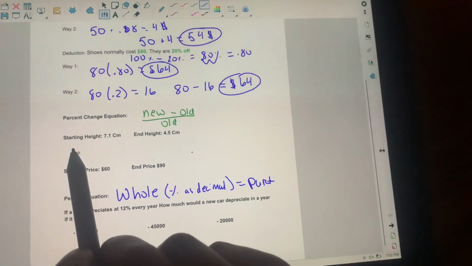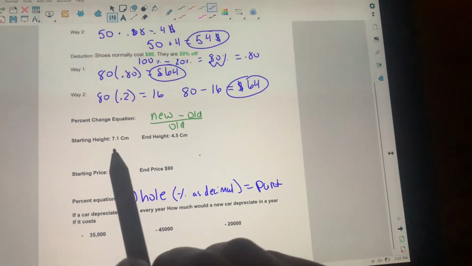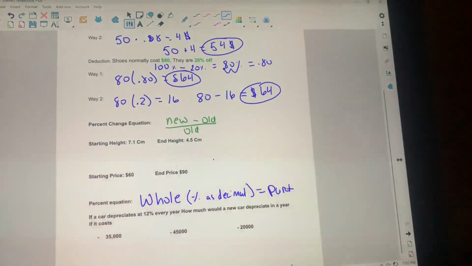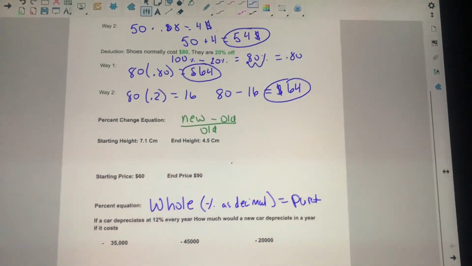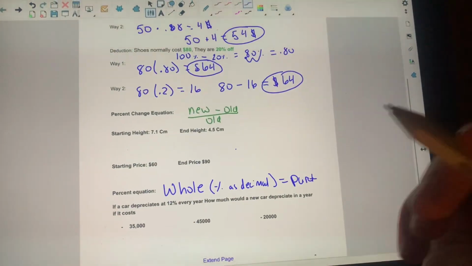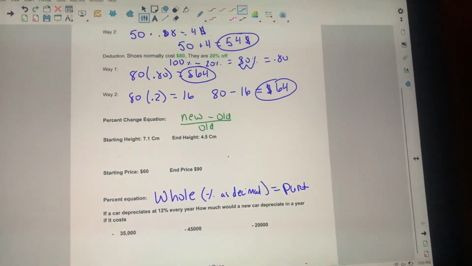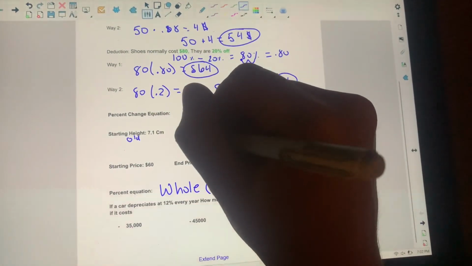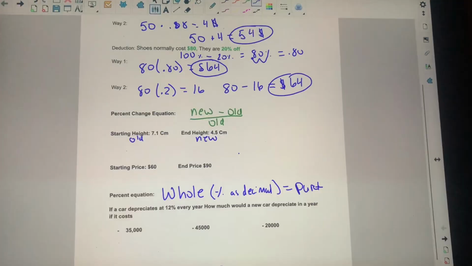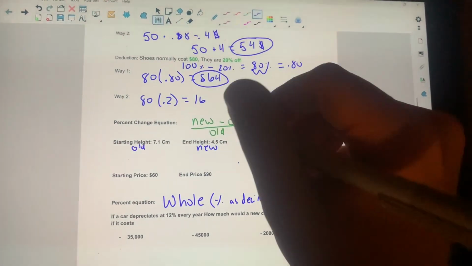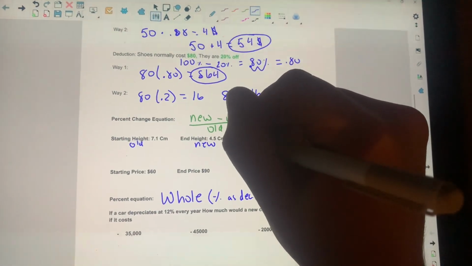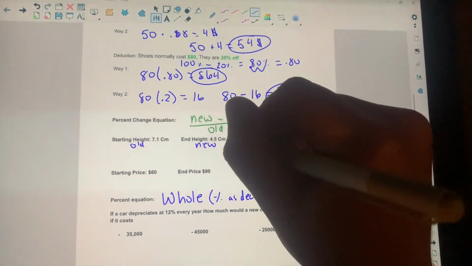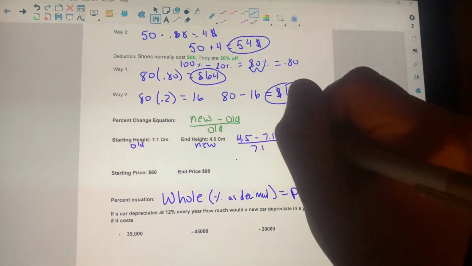So when we're looking at this, I think we're talking about a plant in this situation. Starting height was 7.1 centimeters. The ending height was 4.5 centimeters. So the starting height would be my old value. It's the not as recent one. So this would be my old. Ending height would be my new because it's the most current. So now I just need to do my math with it. So new minus old over old. 4.5 minus my old value of 7.1 divided by my old value of 7.1.